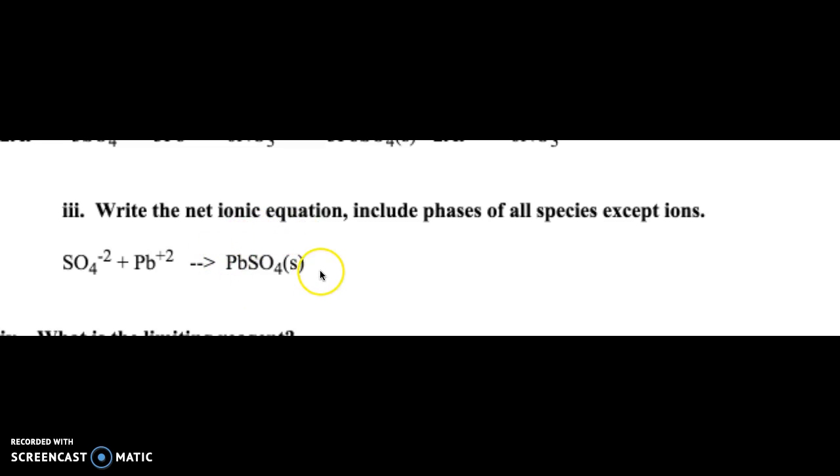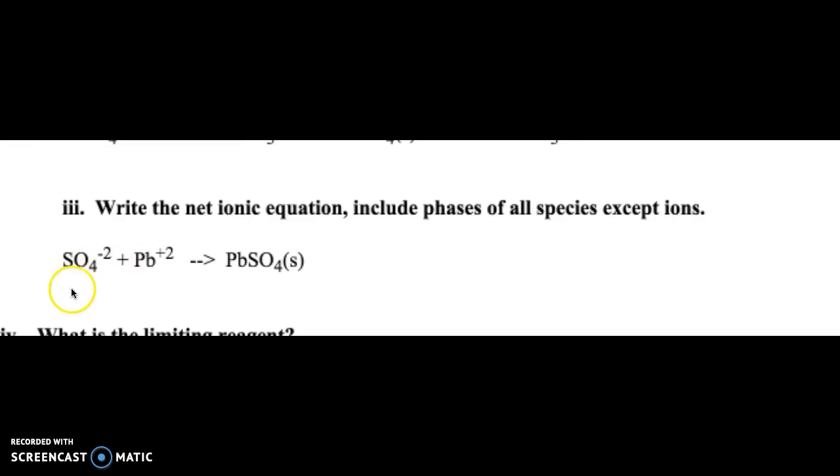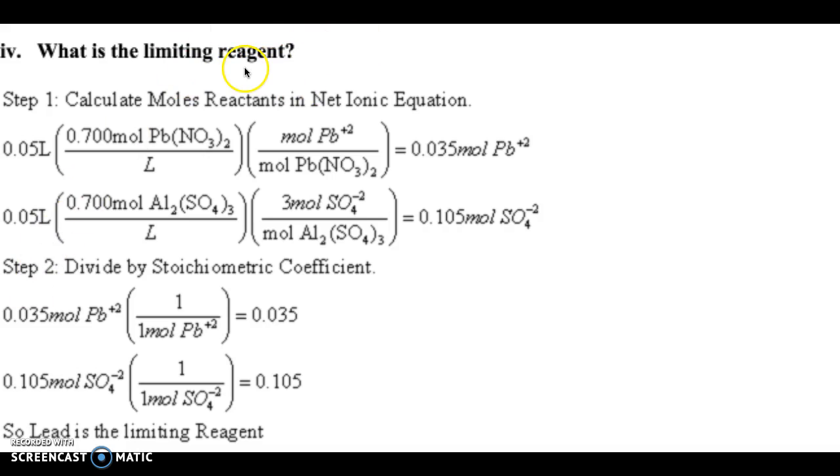In order to figure out our product, as you remember, we would first have to figure out which of these two reactants is our limiting reactant. So let's go back to the original question. It says here that we have 50 milliliters of 0.7 molar aluminum sulfate and the same quantity of the lead-2 nitrate. So what we need to do, if we go back to our net ionic equation, is figure out how much sulfate we have from the aluminum sulfate and how much lead we have from the lead nitrate. Keep that in mind as we're calculating the limiting reactant here.